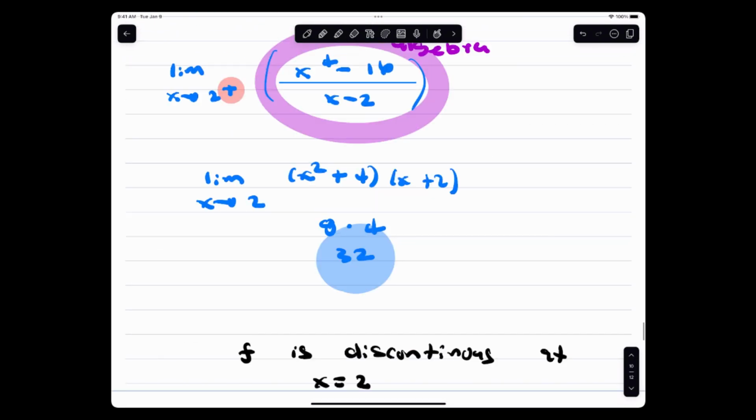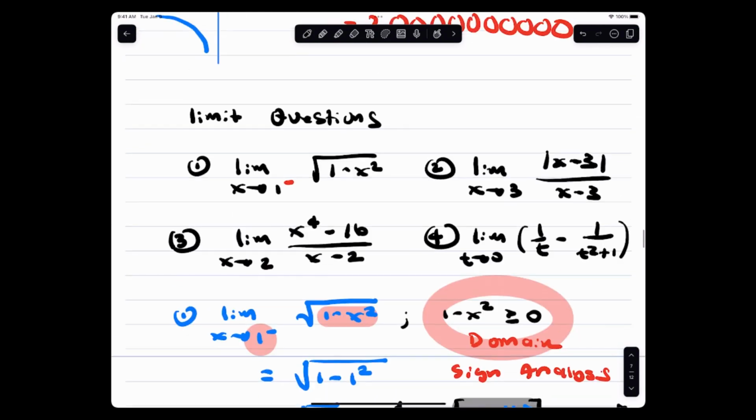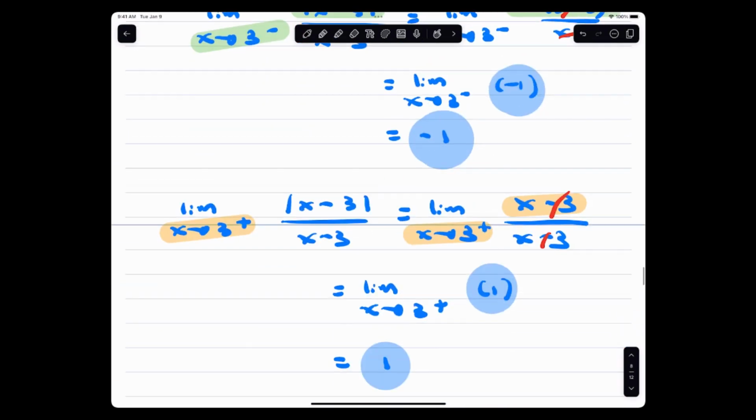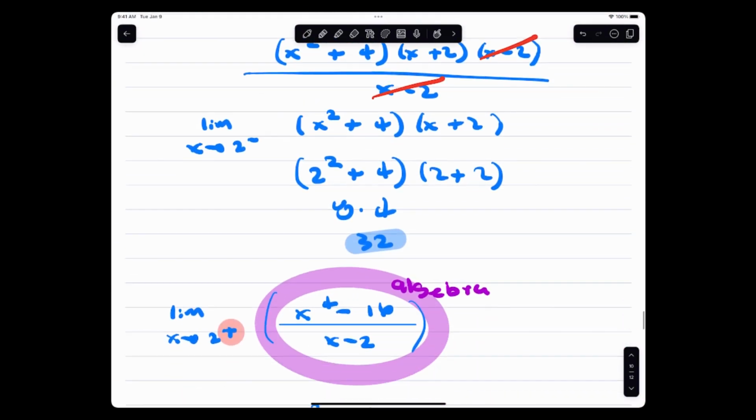Sorry about that. Let's go back and put the T there. So all of these kind of questions, there's the T. This is a two-sided limit. How do you guys know it's two-sided?